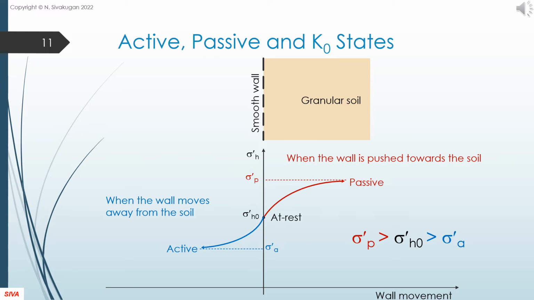Here, a smooth vertical wall retains a granular soil. Initially the soil is at rest, and hence sigma H dash on sigma V dash is equal to K0. The red line shows what happens to the effective horizontal stress when the wall is pushed towards the soil. The blue line shows what happens to the effective horizontal stress when the wall is allowed to move away from the soil. The failure values at active and passive states are denoted by sigma A dash and sigma P dash, respectively.